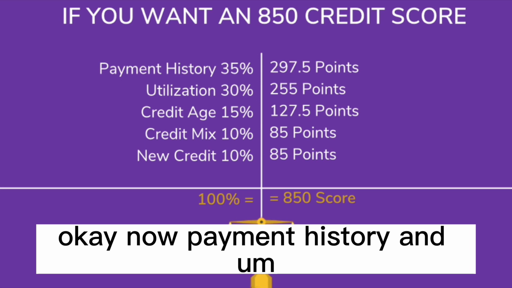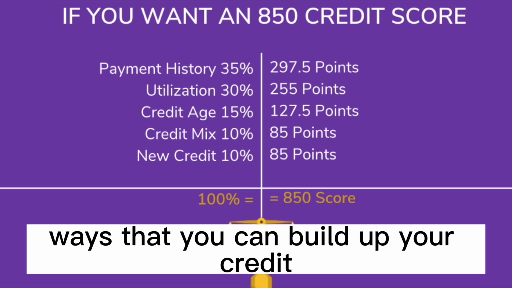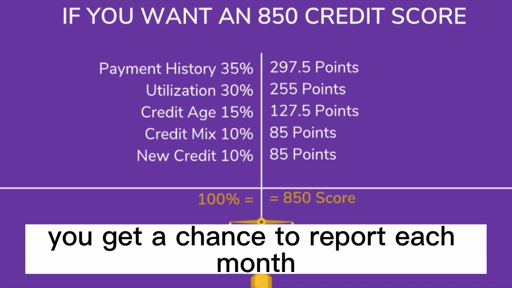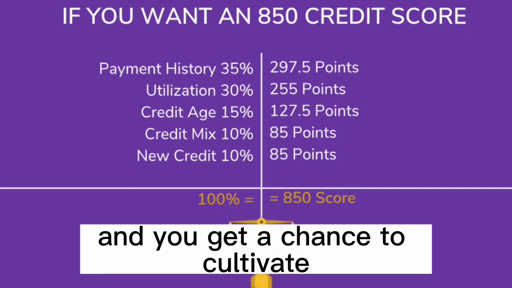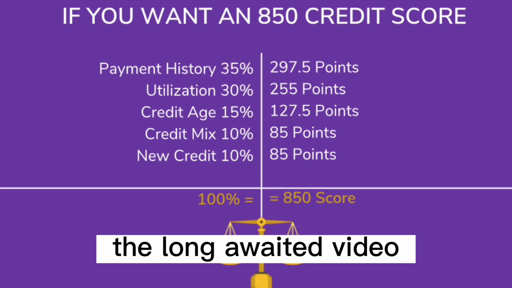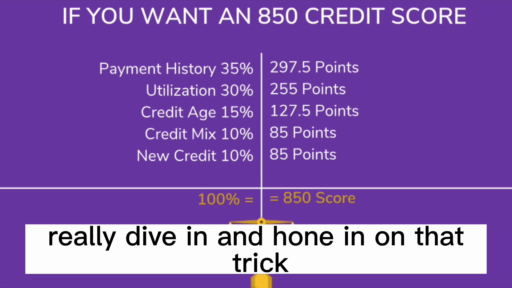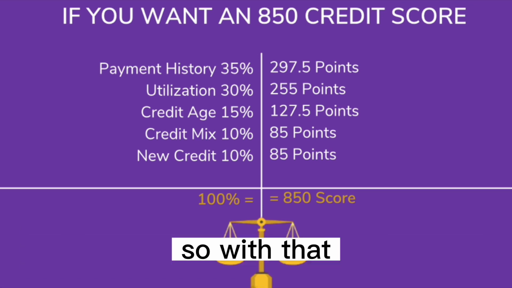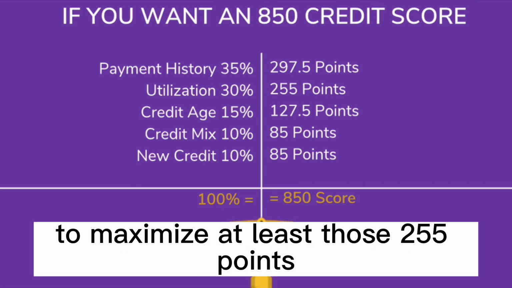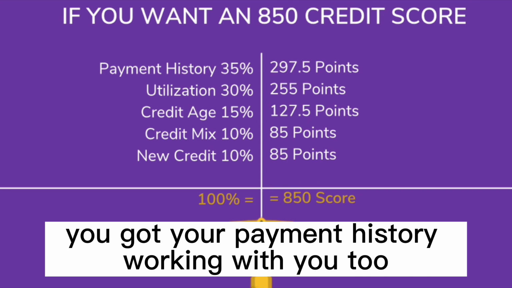Okay. Now, payment history and credit card utilization, though those two are the biggest, those two tend to be the quickest ways that you can build up your credit. And here's why. With your credit card utilization, you get a chance to report each month, and you get a chance to cultivate what you want them to see each month. Don't worry, that number one hack video, the long awaited video, is coming. So you guys will get a chance to really dive in and hone in on that trick to take yourself to the next level. So with that, you get a chance every single month to maximize at least those 255 points. And as long as you're paying on time, well, guess what? You got your payment history working with you too.